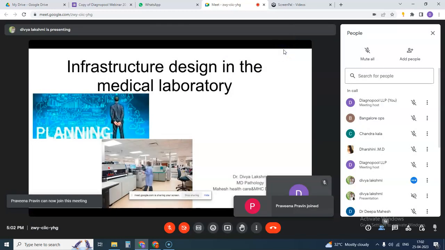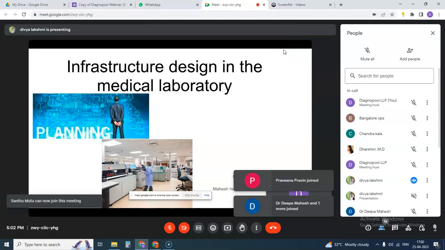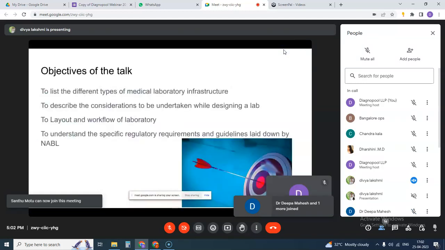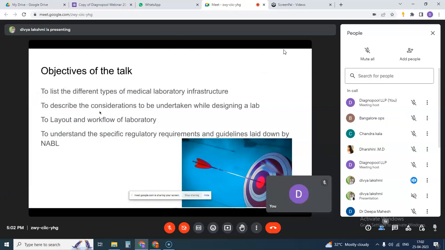Continuing with the topic, infrastructure design in the medical laboratory. The objectives of today's talk are to list the different types of medical laboratory infrastructure, to describe the considerations to be undertaken while designing a lab, to lay out the workflow of the laboratory, to understand the specific regulatory requirements and guidelines laid down by NABL.